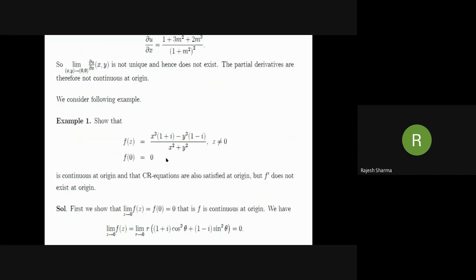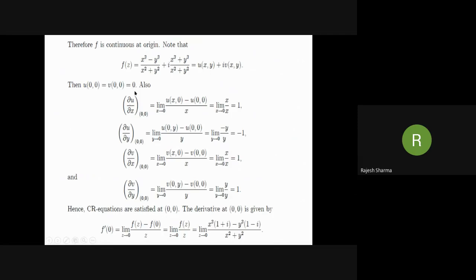Now, to prove continuity, we can write this f(z) in polar form. Then the limit as z goes to 0 of f(z) is equal to the limit as r goes to 0 of r times this expression in brackets. Now this expression in brackets is bounded. So when r goes to 0, this approaches 0.